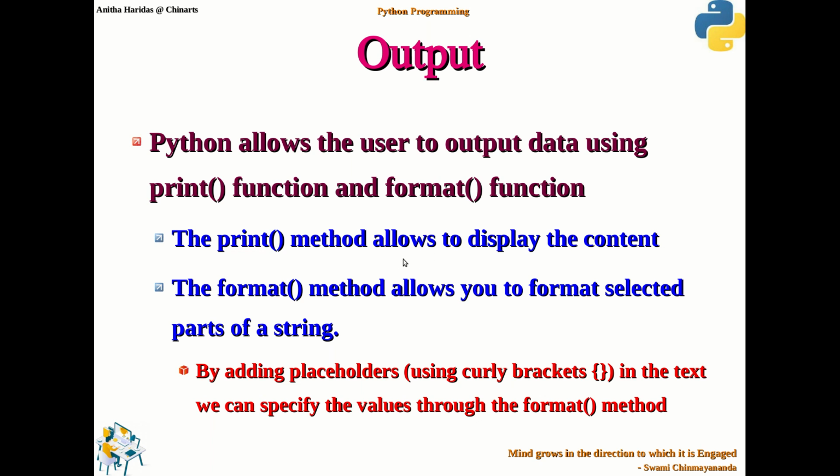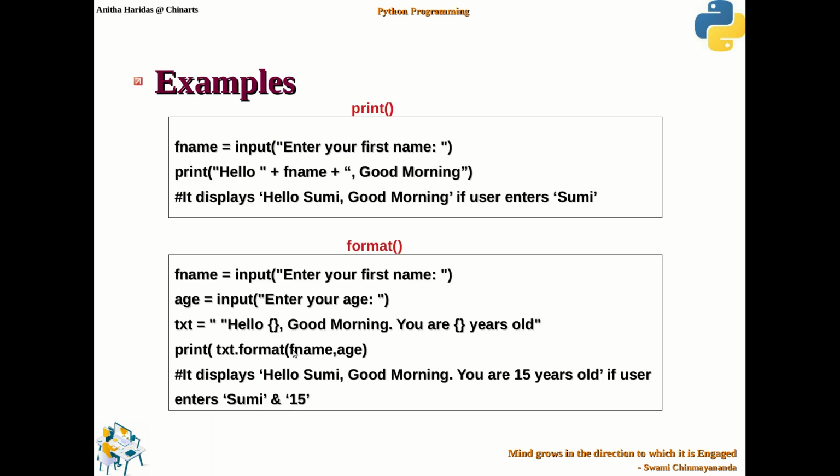The print method allows you to display the content, whereas the format method allows you to format selected parts of a string. How is it doing the selective formatting? By adding placeholders, right? The placeholder will use curly brackets, something like this, and in the text we can specify the values through the format method. Let us see an example, then it will be more clear for you.